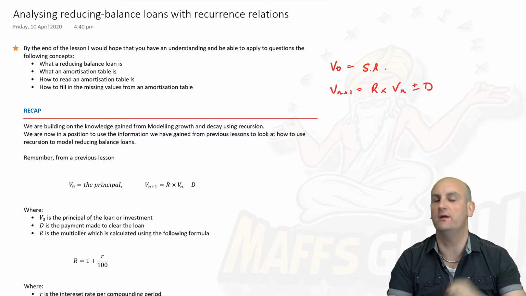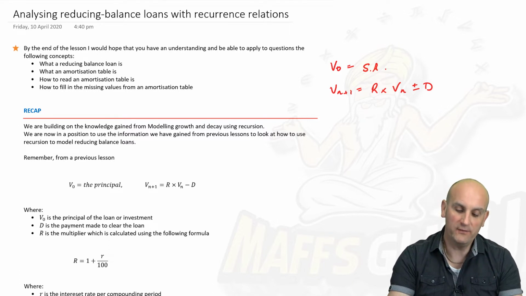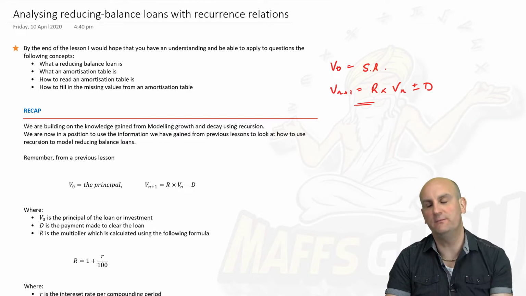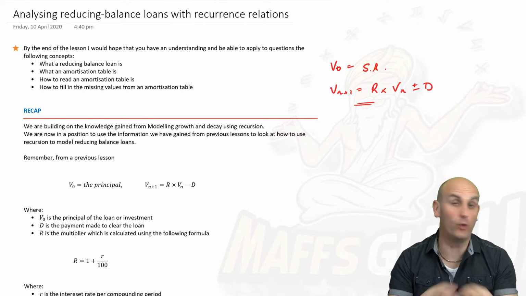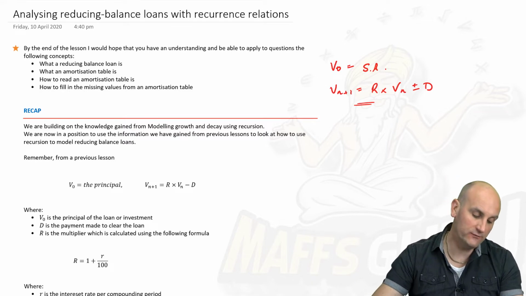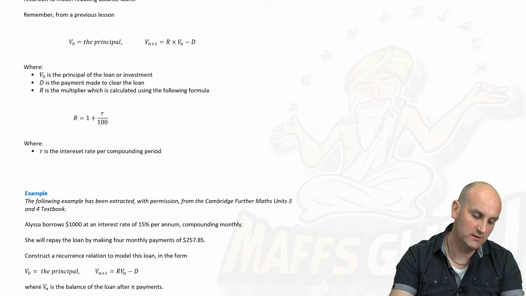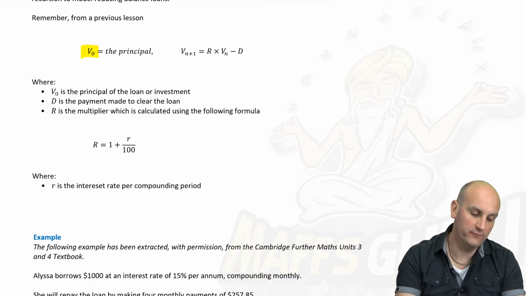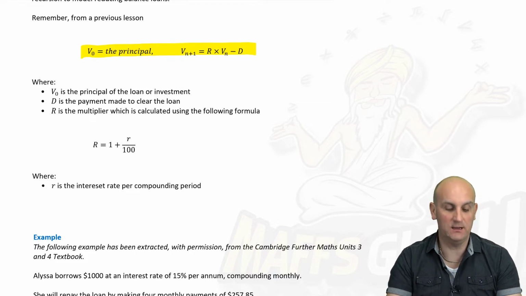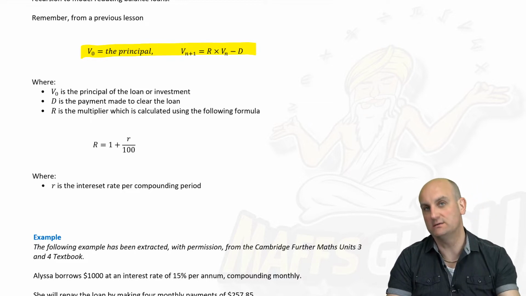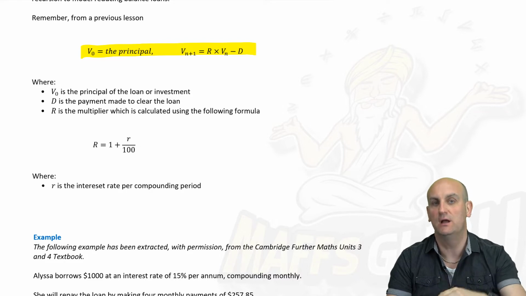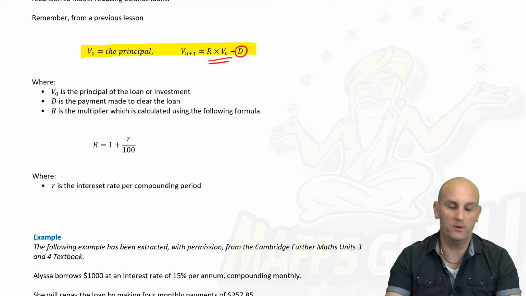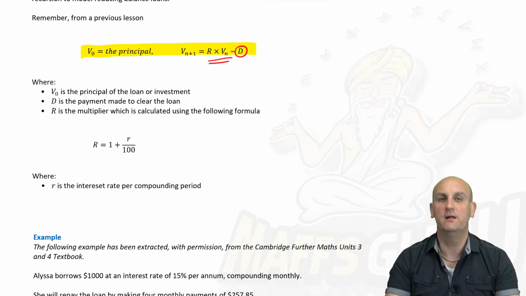If you haven't watched the previous video, head over there and have a look. But we found that this here was really important. Further maths uses the same stuff over and over again. For some reason, we just call it different things. If we look at the idea of this formula, what do you notice? Now I've got a minus, so this is going to reduce, assuming that the value of D is bigger than whatever R times V of n becomes.